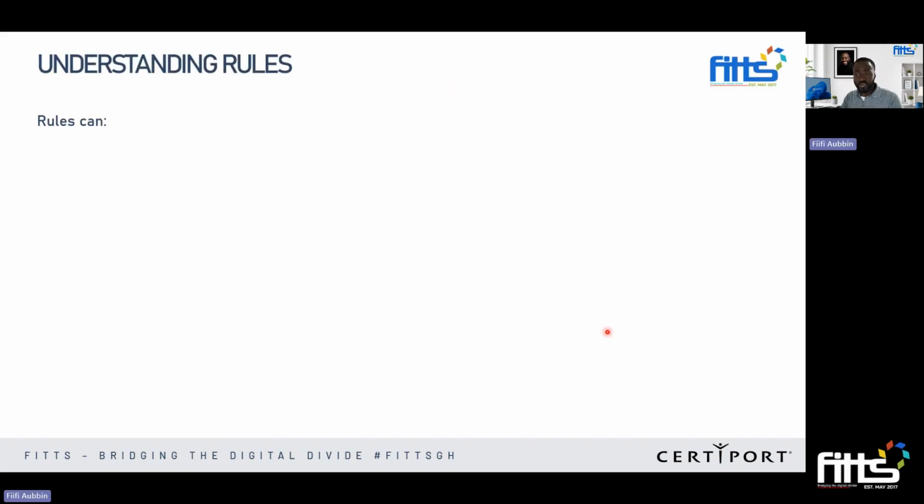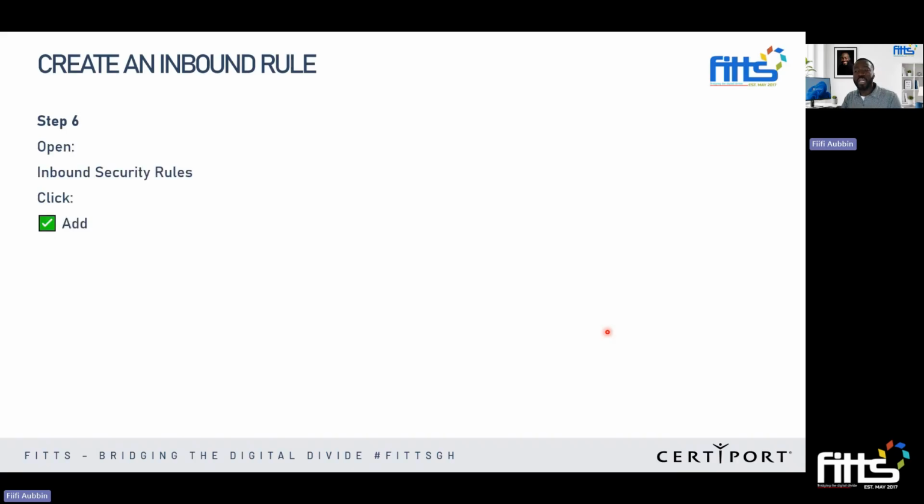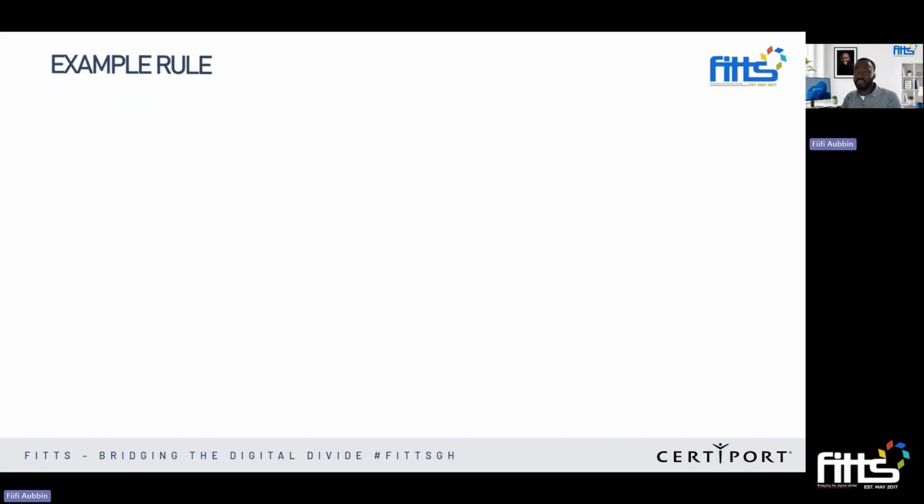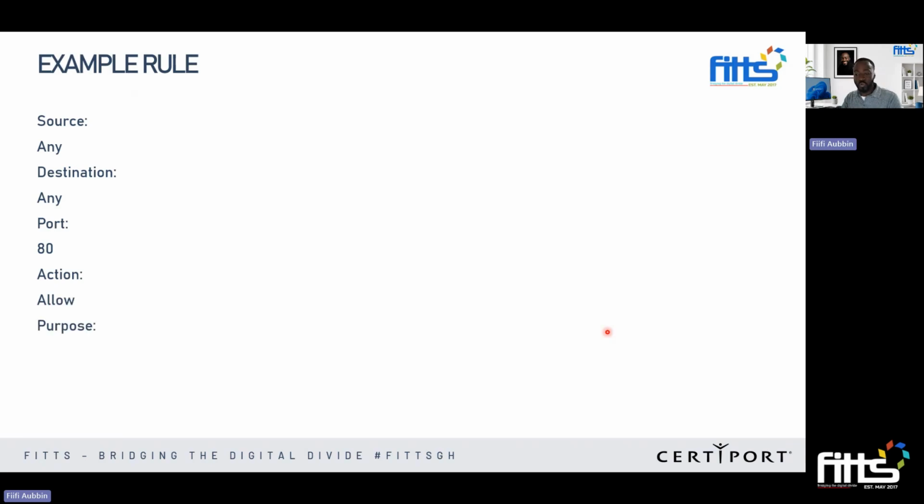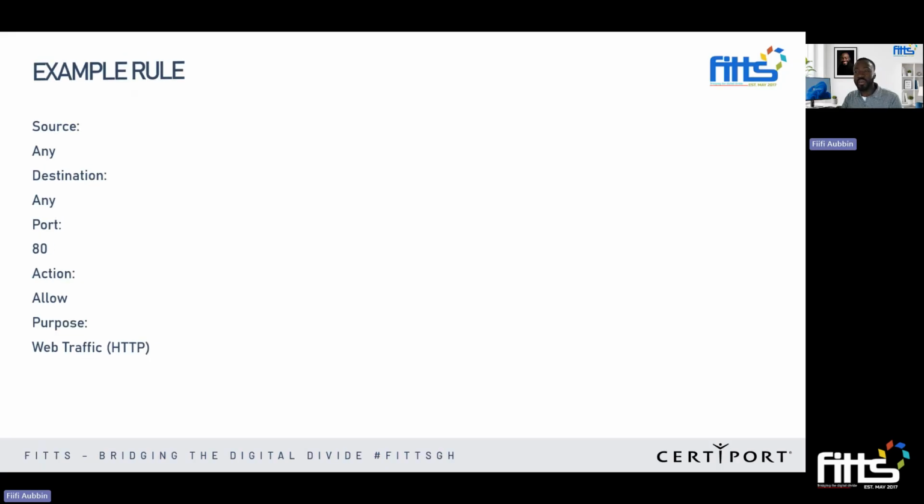Then you need to understand the rules. The rules can either allow traffic or deny traffic. We're also going to learn how to create an inbound rule, which will be our sixth step, where we open our inbound security rules and click add. Then we pick an example rule. The source is any, the destination is any, and the port number here is port number 80. The action we're going to pick is to allow port 80, which is for website traffic, HTTP.